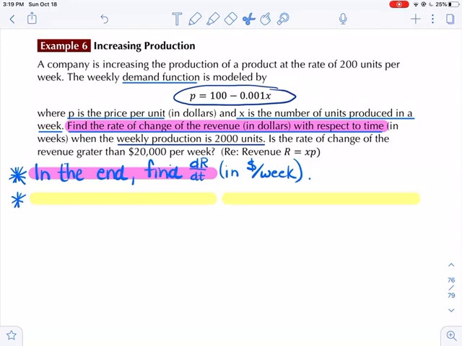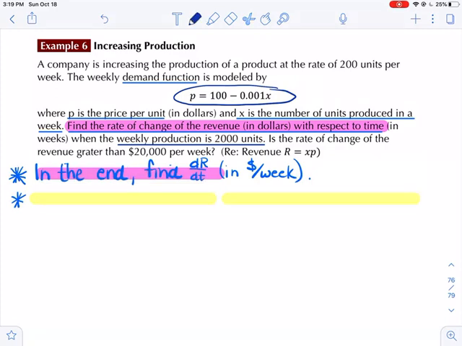Okay. So in the end, we want to find dR/dt in dollars per week. If you think about it, x is the number of units produced in a week, so everything is in terms of weeks already. So in the end, we want to find dR/dt in dollars per week.